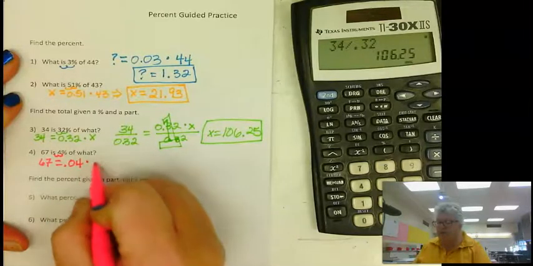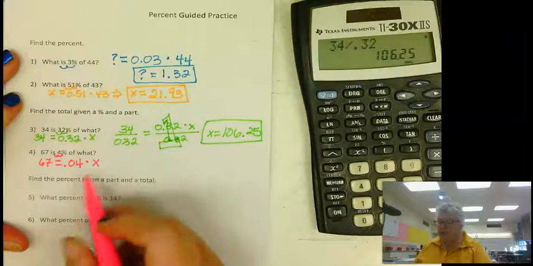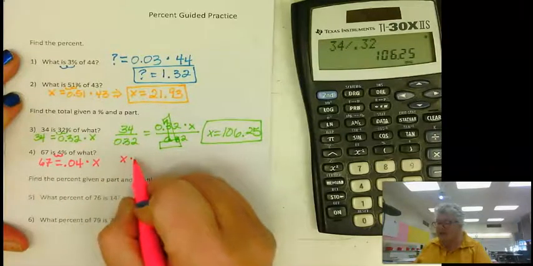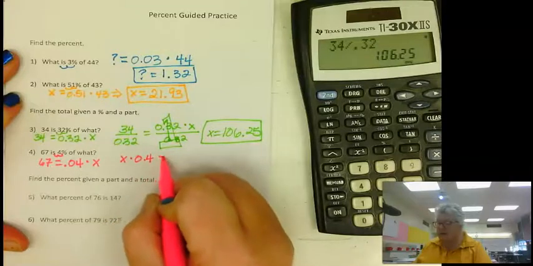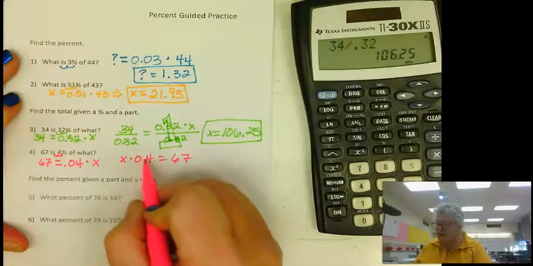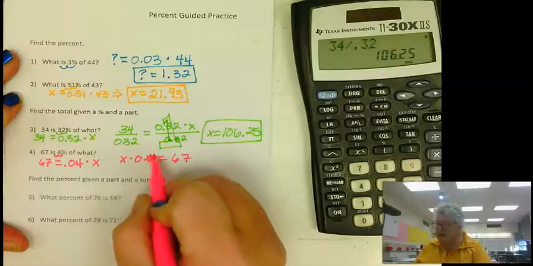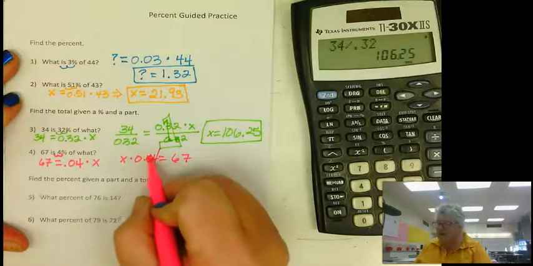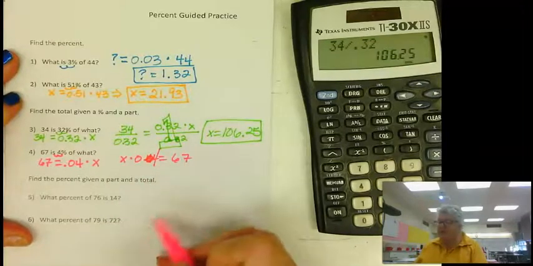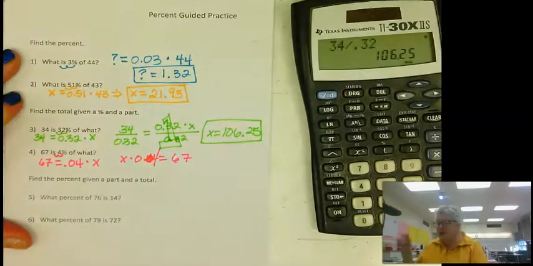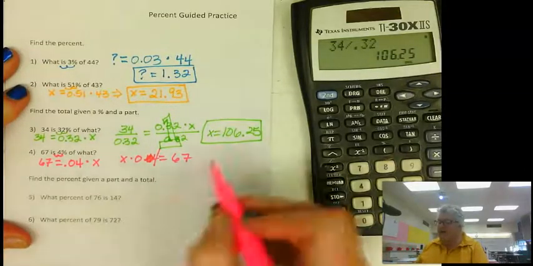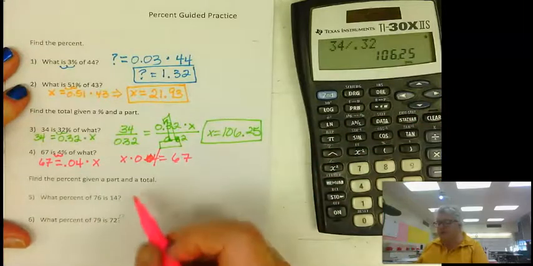of what? Okay, and remember, I don't have to leave it this way. I can do X times 4% equals 67. Whoops. How about if we put it in the right way? 0.04. There we go. That's supposed to be a 0 there. So X times 4% equals 67. Switching it around doesn't change anything. Sometimes it makes it easier for your brain. If you like the X to be up front, then switch it around like that.